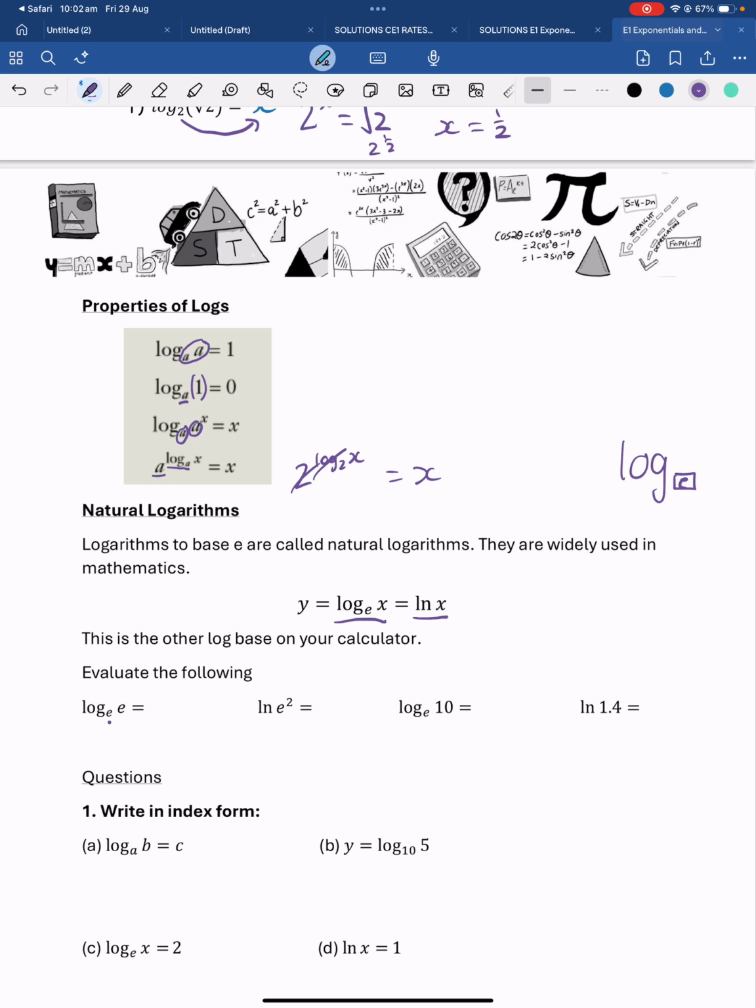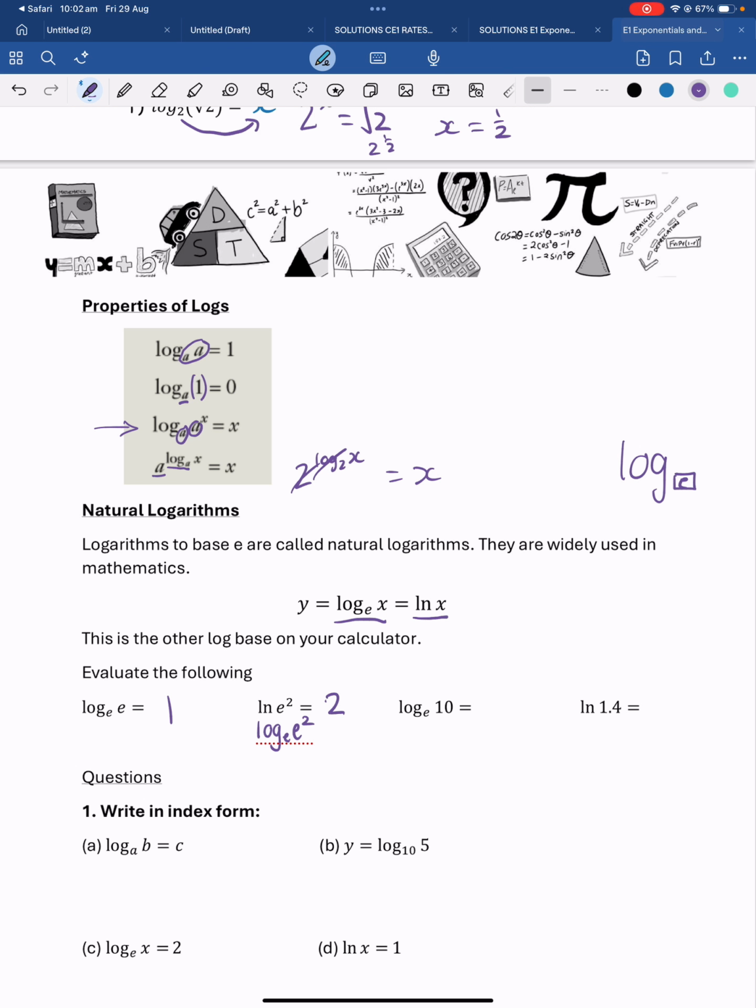We've got the log of e and e. That's looking at this first property here, gives me a power of 1. We've got here, I'm going to write it out in longer form, log e squared. That's looking at that third property there. We've got a power, think of it all cancelling, and it just gives us an answer of 2.